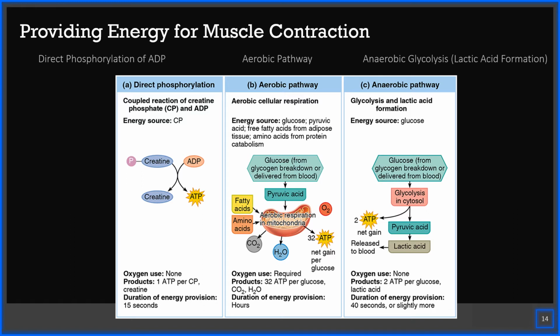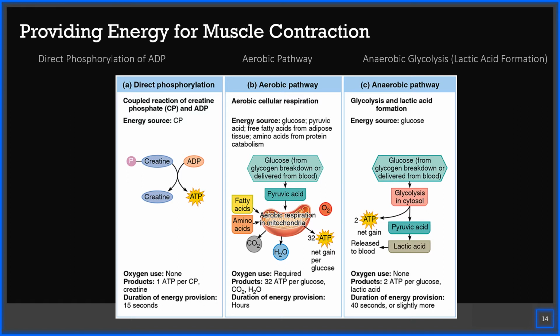And then we have, all the way in C to the right, the anaerobic pathway, also known as anaerobic glycolysis and lactic acid formation. The initial steps of glucose breakdown occur via this pathway, often referred to simply as glycolysis, which doesn't need oxygen, which is why it's called anaerobic: without oxygen, without air. During glycolysis, which occurs in the cytosol, glucose is broken down to pyruvic acid, and small amounts of energy are captured in ATP bonds, about 2 ATP per 1 glucose.